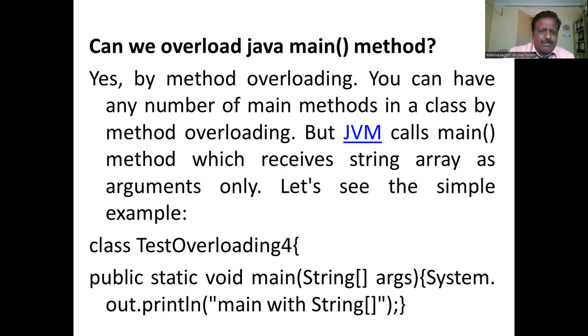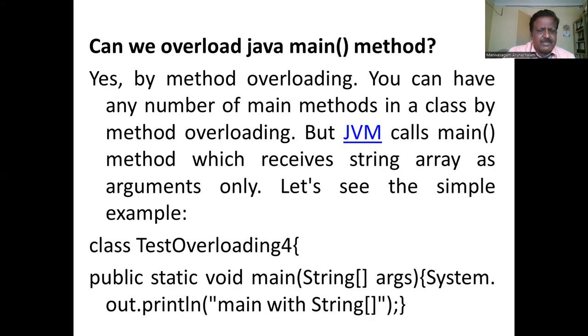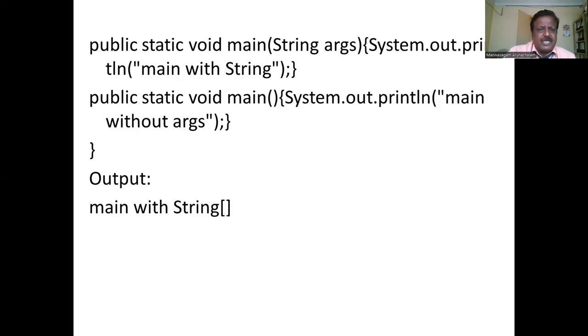Class TestOverloading4 with public static void main. In this main method, String args is given, that is, a String array with open bracket, close bracket, and args. Its statement is System.out.println, within which "main with String array" is given. And again, we are defining two more main methods, but without the string array, and one more main method defined without the String args. So these main methods will not be executed. The main method defined here in this slide, public static void main with the String array args, will be executed, so the output will be "main with String[]".